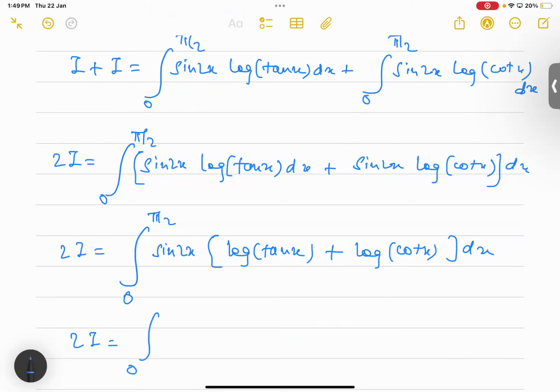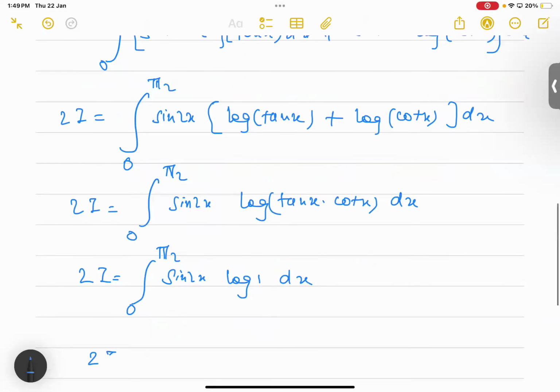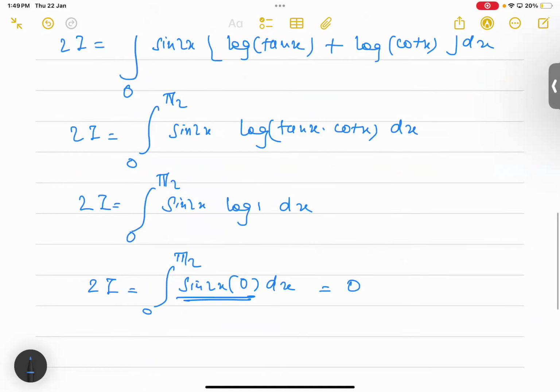Okay, but then I'm just writing all the steps. Log a plus log b is log a into b. Tan into cot is? What is tan into cot? 1. Log 1, base is e, natural log. What is log 1? 0. So the answer will be 0 because integration of this 0 will be 0. And therefore I is equal to 0.